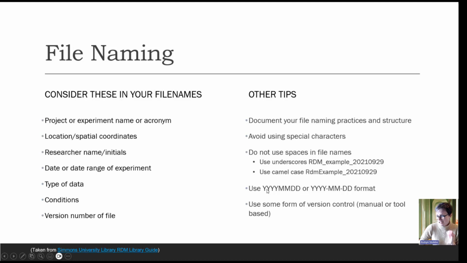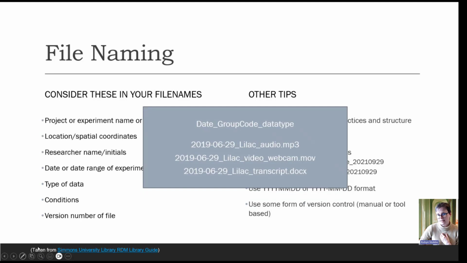And use year, month, day format. This is machine readable. I prefer this one because it's also human readable. And then again, use some form of version control. So I've got an example that's floating in on the slide here where my naming convention is the date of collection, the group code where I've given each group a floral pseudonym, and then the data type. So this particular study had audio recordings as backup. They had webcam video recordings, and then there were transcripts of those recordings. So all of that is captured in the file names for future reference.